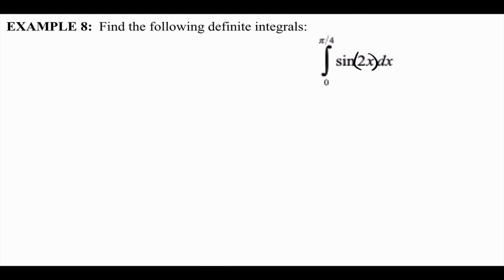they go together. Okay? So I have two options. I have two options for U substitution. I can do the whole thing, sine of 2x, or I can just do 2x.